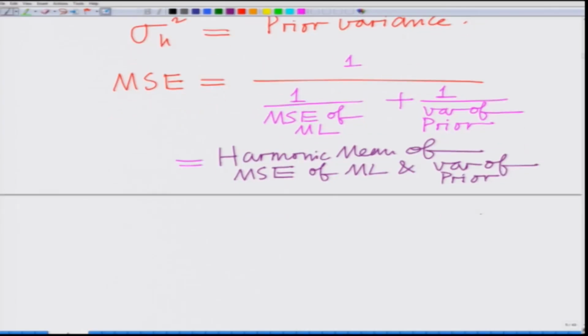And that is natural, because you have some prior information, you have the maximum likelihood estimate that you obtain from the samples, and you are combining these two. So you are using the information from both the observations and also the prior. Therefore, you expect the net error to be lower than the individual errors, and that is an interesting observation. So this MSE is less than both; the harmonic mean of both is less than the MSE of ML.